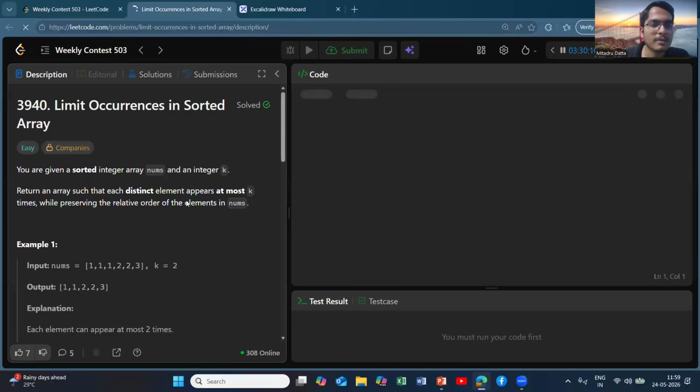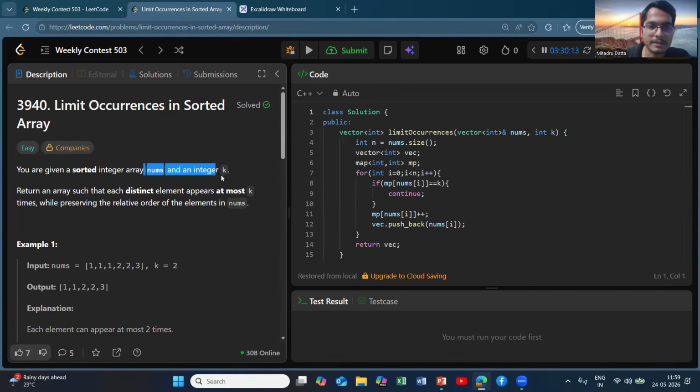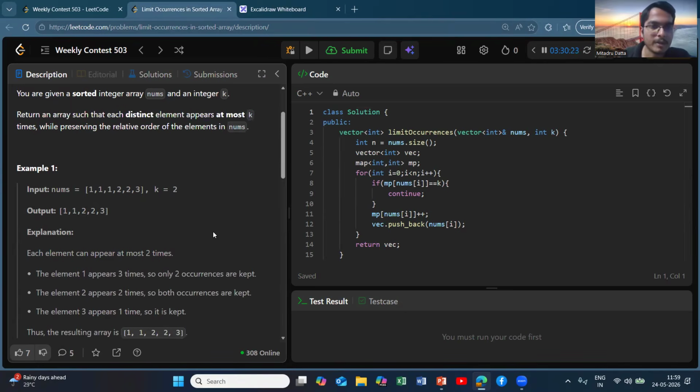It was a very simple one, you can say. You are given a sorted integer array nums and an integer k. So you need to return an array such that each distinct element appears at most k times while preserving the relative order of the elements. Okay. So if you look at this array, 1 is present 3 times, 2 is present 2 times, and 3 is present 1 time, and k equals 2. It means that each element is eligible to be present at most 2 times. Okay. So 1 can be present at most 2 times. It is present 3 times, so only 2 times you need to output this in your answer.